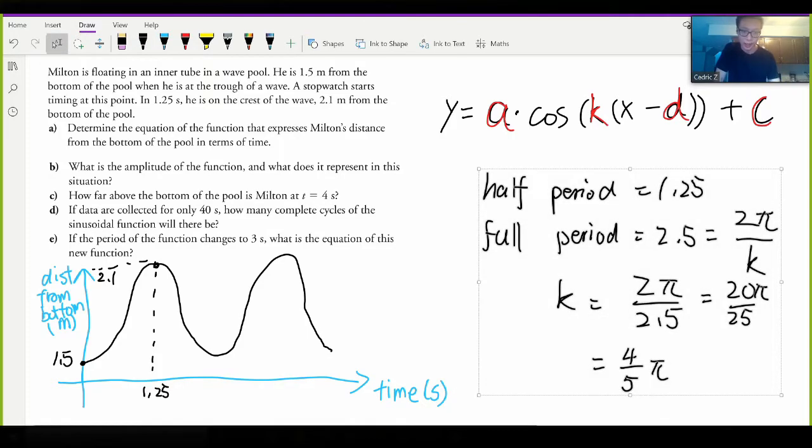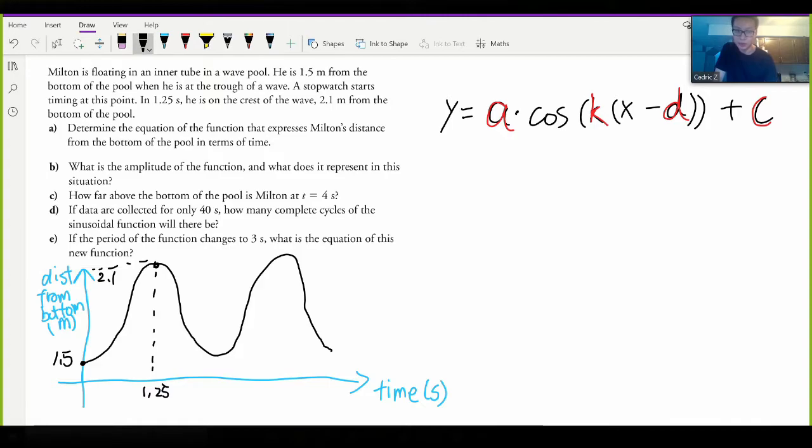So now we know the k value. So we have cosine of 4 over 5 pi. Remember, there's no need for horizontal shift, so we can put in a 0, which is just x minus 0. Okay, and we know that the a value must be negative. But we cannot determine the a value yet, because we need to first determine the c value. So remember, c value is the axis of the equation.